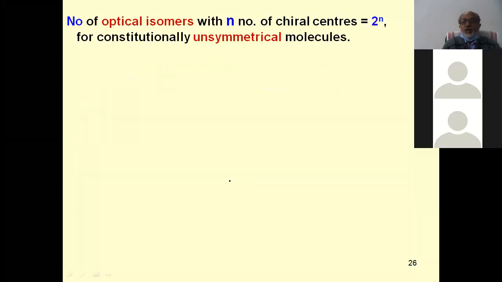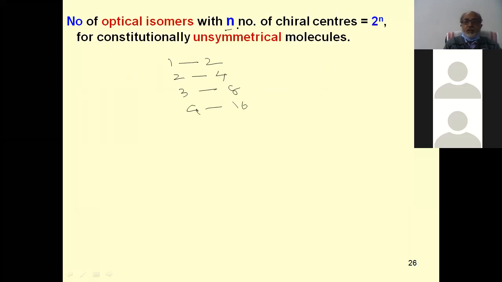All right. Now we come to the next part. What is the number of optical isomers we say? For 1 chiral center, we have got 2. If it is 2 chiral centers, it is 4. If it is 3 chiral centers, there will be 8. If it is 4, it will be 16.